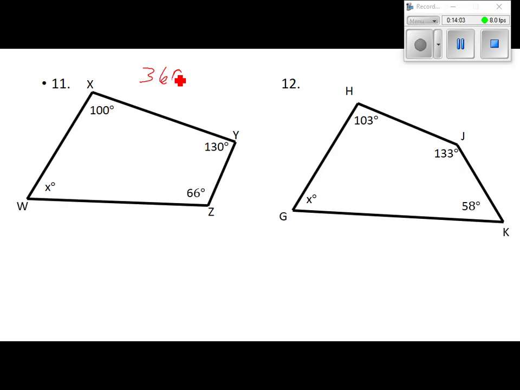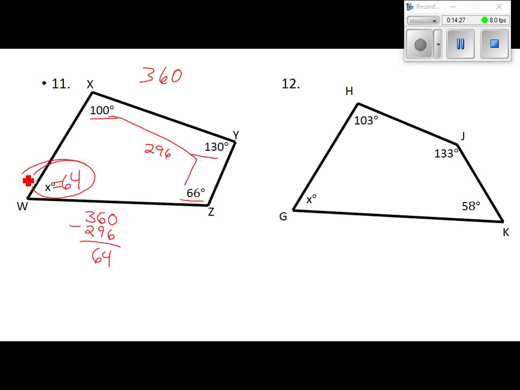So if they have to add up to 360, what can I do with these angles that we know? Add them up. Somebody add all those up for us. 296. Everybody agree with that? What are you going to do with that 296? Subtract it from 360. 360 minus 296. Somebody do that. 64. What does that tell us about this last angle? It's got to be 64. So x has to equal 64.